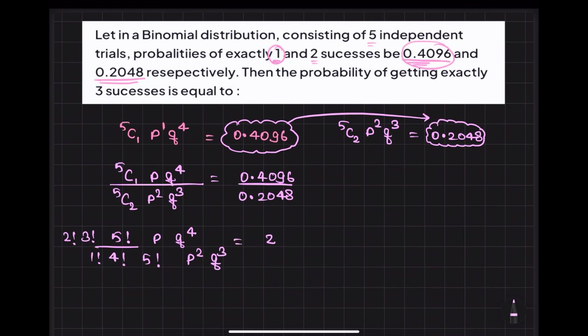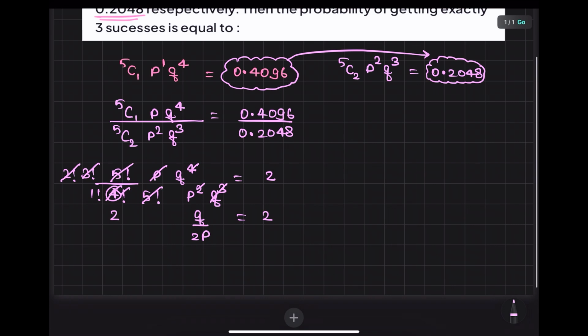Okay, now look at this. You can neutralize this thing, gone, this thing gone. You are left with 4. Then it is 2. This gone, this and this is gone. You are left with q by 2p equals 2. So can I say that q is equal to 4p? So this equation we got.